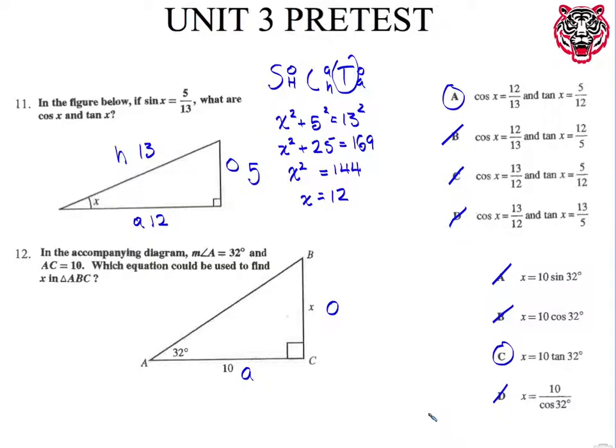Tangent is opposite over adjacent. If you want to actually know how to get this problem, I can do that really quick. So you can say tangent of 32 is equal to x over 10 and multiply both sides by 10. If I multiply both sides by 10, x is left alone, and I get 10 times tangent of 32.